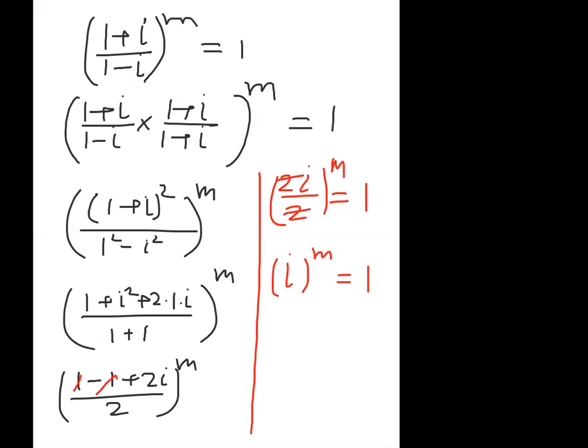Now I suppose you remember i to the power 1 is equal to the square root of minus unity. i square is equal to minus 1. i cube is equal to minus i. i to the power 4 equals 1. Therefore, m must be 4. The least value of m is 4. With that, we get this equal to 1.